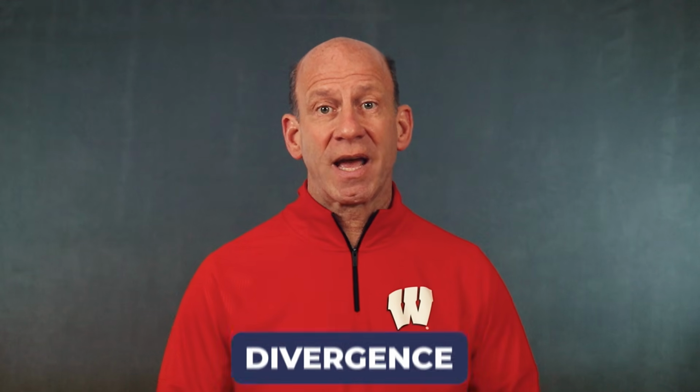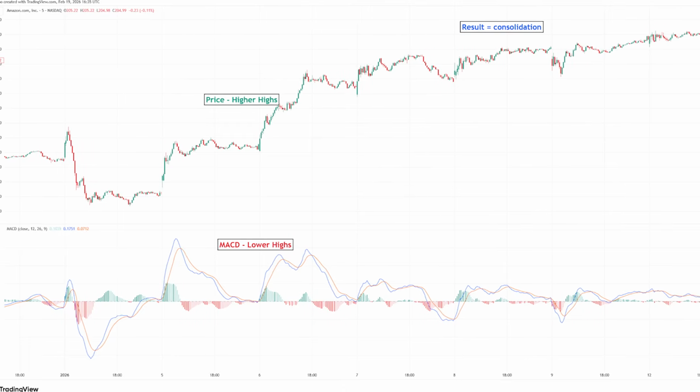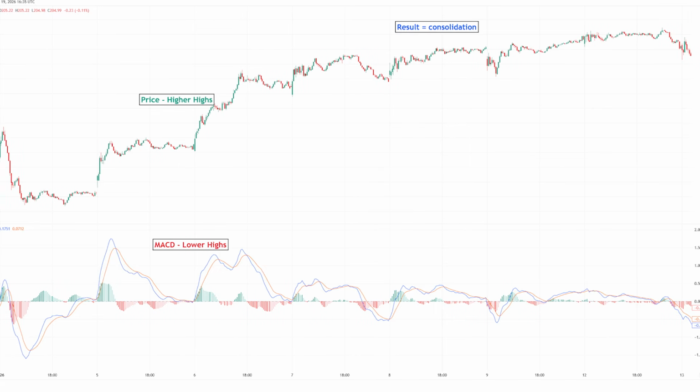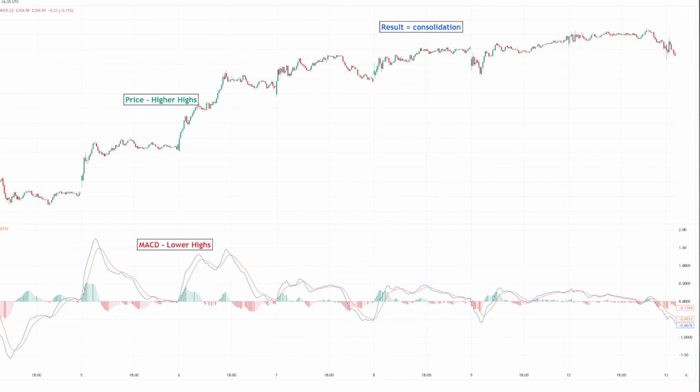The final part of this category is divergence. This happens when price is going one direction, but an indicator like RSI, MACD, or stochastic is going the other direction. For example, price is making higher highs, which looks bullish, but the MACD is making lower lows. That's bearish divergence. One of the more reliable early warning signals that a trend is running out of steam.